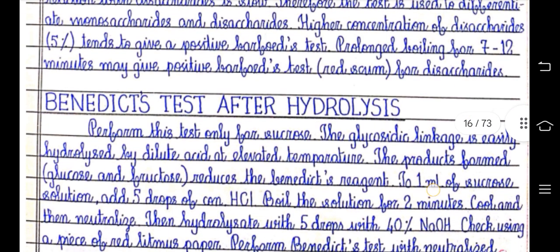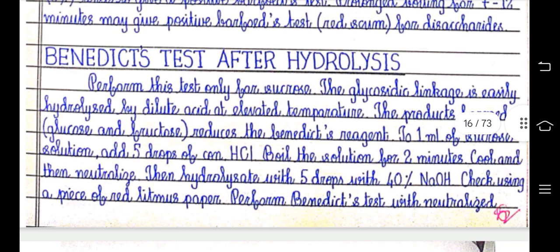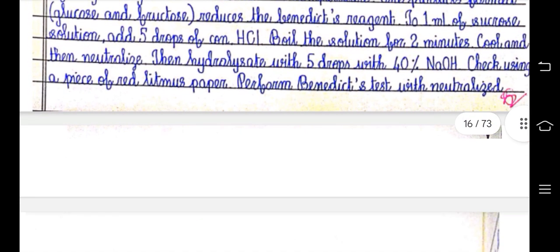Benedict's test after hydrolysis. Perform this test only for sucrose. The glycosidic linkage is easily hydrolyzed by dilute acid at elevated temperature. The products formed, glucose and fructose, reduce the Benedict's reagent. To 1 ml of sucrose solution, add 5 drops of concentrated HCl. Boil the solution for 2 minutes. Cool and then neutralize with 5 drops of 40% NaOH. Check using a piece of red litmus paper. Perform Benedict's test with the neutralized solution.